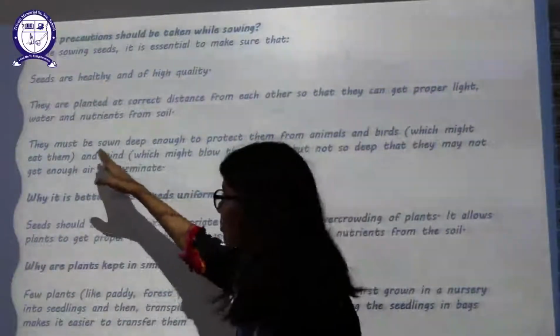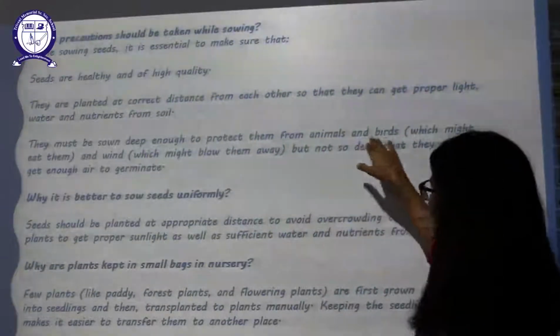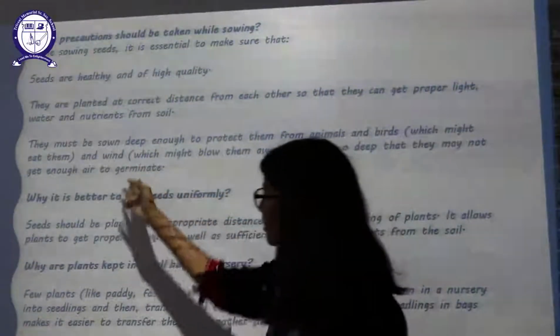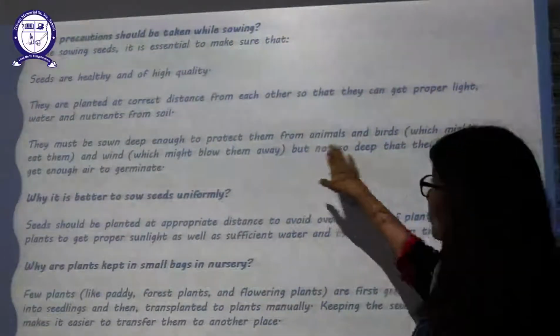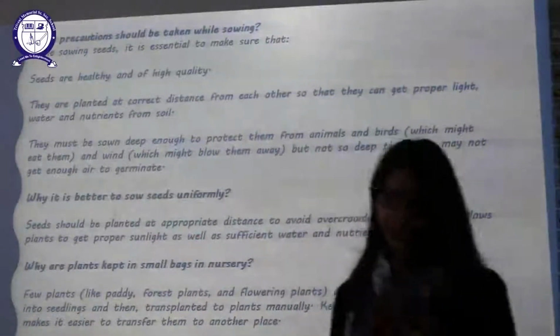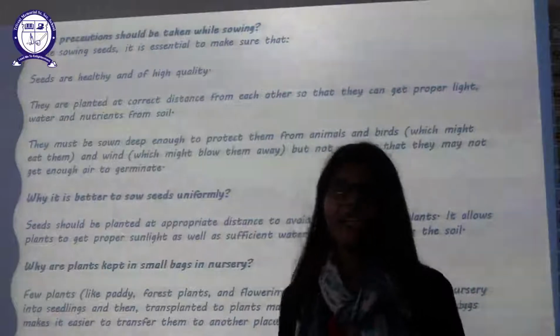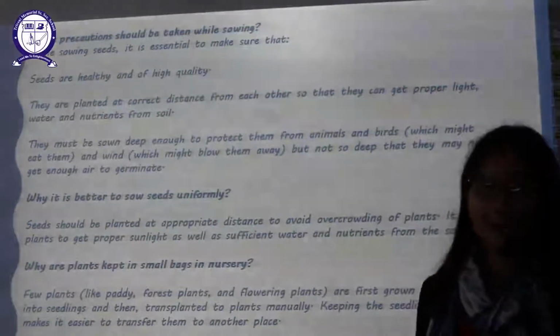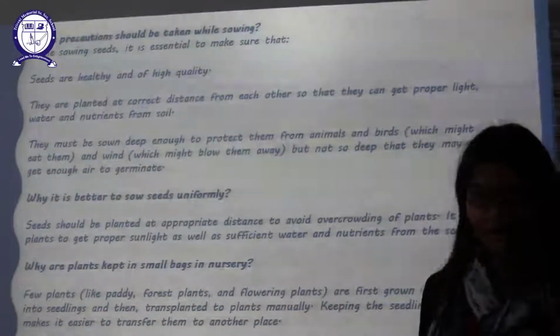Next, they must be sown deep inside the soil to protect them from animals and birds, and weeds also, which might blow your seed away. But not so deep that they do not get enough air to germinate. If you sow your seed too deep, then firstly it will not be able to germinate. Secondly, it will not get enough air for germination.